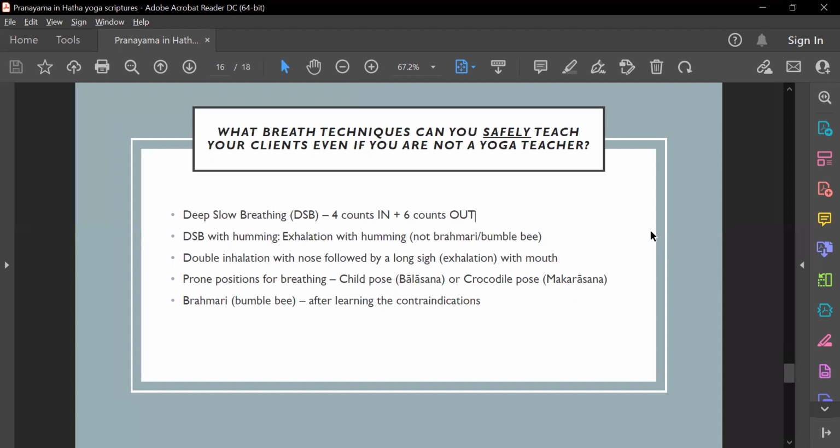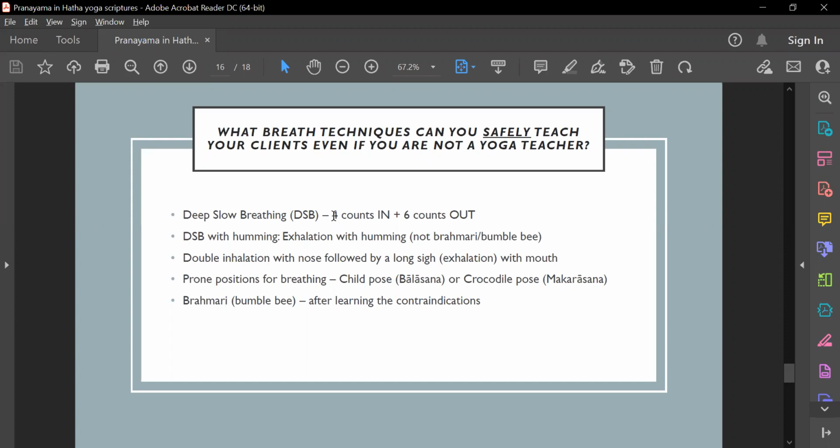The first one you can definitely try on yourself, your family, your friends and your clients is deep, slow breathing, DSB. Here you do 4 counts in, preferably diaphragmatic, where your belly expands like a balloon when you inhale, and when you exhale, your belly goes back in. Like a baby. If you're ever confused about what should happen during inhalation and exhalation, just observe a baby which is asleep, and you'll know.